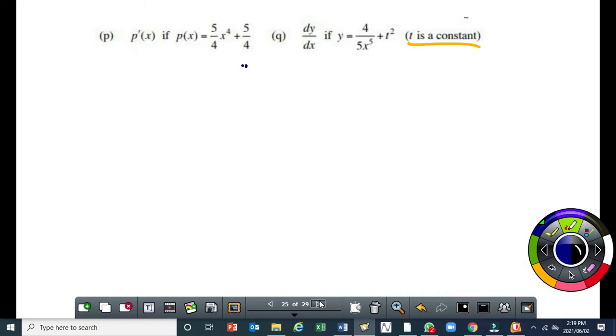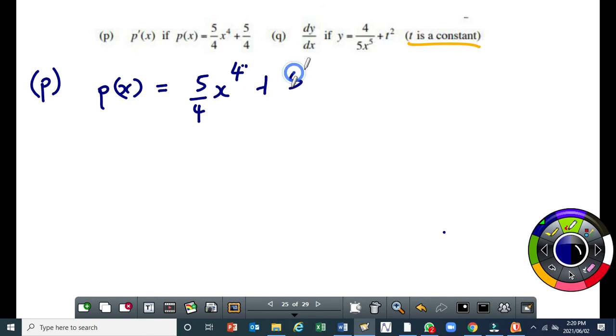Slightly more complex. Right. All right, let's start with P. So with P, now P of x is the name of our function. So we say P of x equals 5 over 4 x to the power of 4 plus 5 over 4. Okay? We are supposed to find P prime.